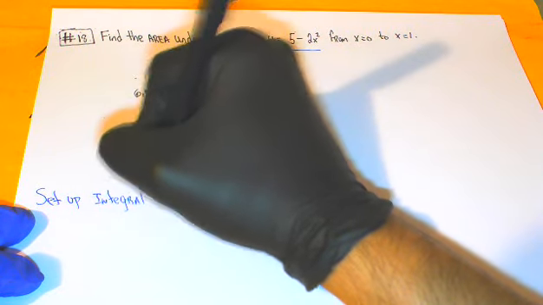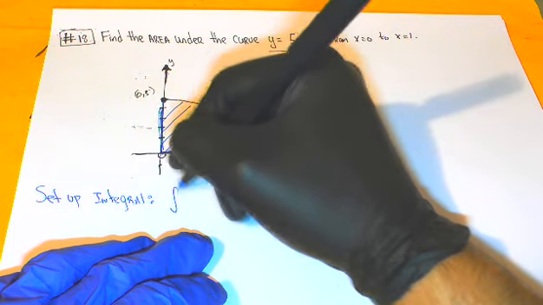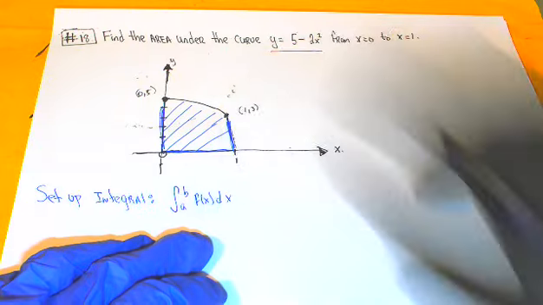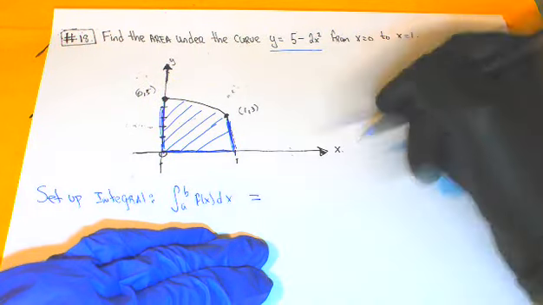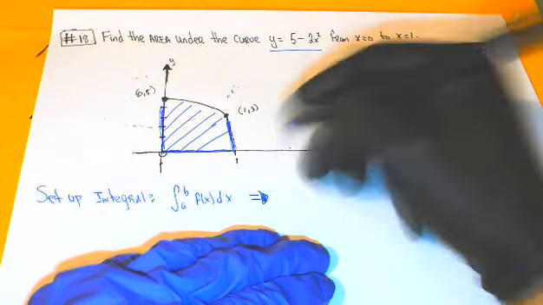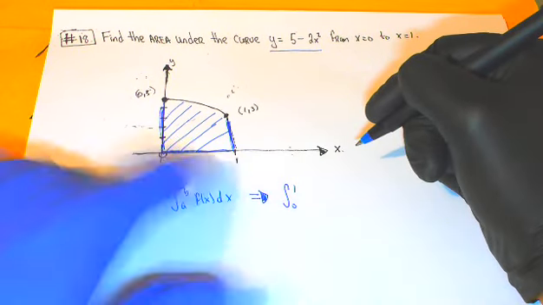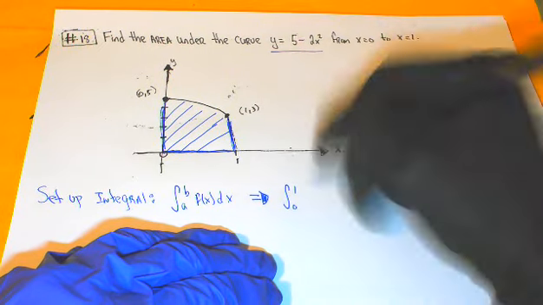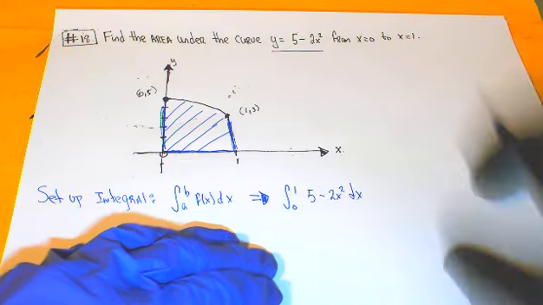If we set up the integral, remember, your integral has to be in the form from a to b of f of x dx. That's your definite integral. What we're going to have is the integral from 0 to 1, since our region starts at 0 and ends at 1, of our function, which is 5 minus 2x squared dx.